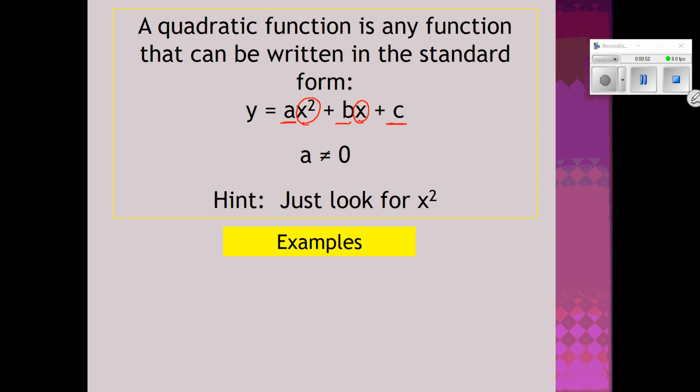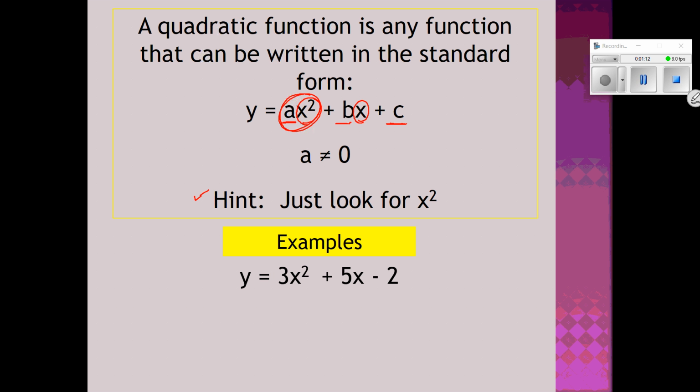The a can never be 0. That means there has to be an x squared. So that's your hint. Just look for x squared. You can't have anything larger than an x squared. You can't have x cubed, x to the 4th power. The highest exponent on the variable is 2, and that makes it quadratic.